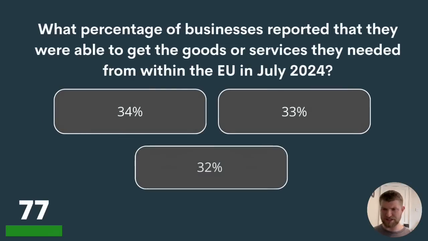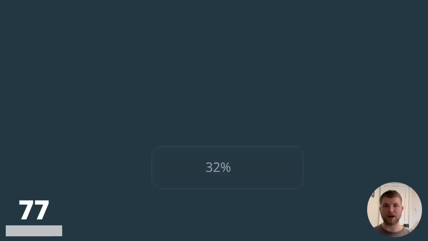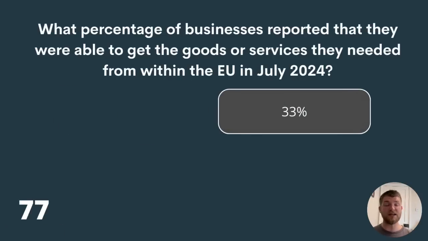77. What percentage of businesses reported that they were able to get the goods or services they needed from within the EU in July 2024? 34%, 33%, or 32%? This is obviously in the backlash of Brexit. The answer, though, is 33%.